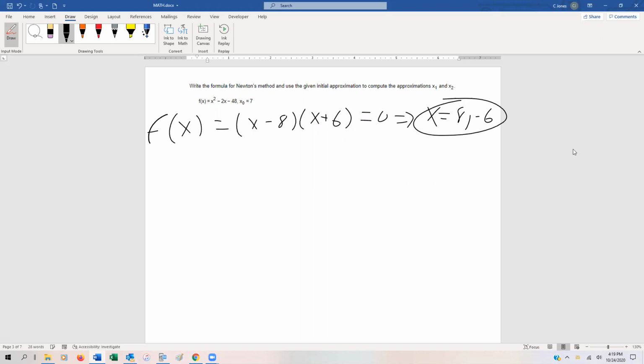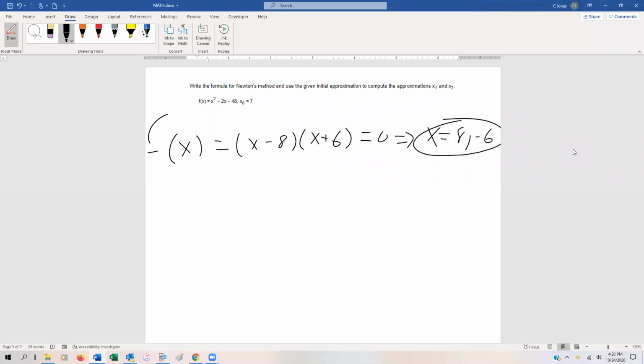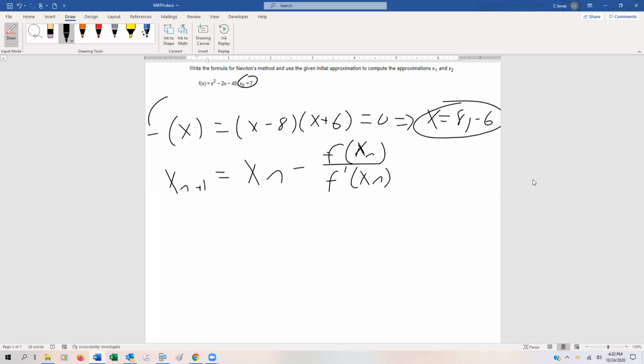All right, so now recall that Newton's method says that x sub n plus 1 is going to be equal to x sub n minus f at x sub n divided by f prime x sub n. And for us, we're given that x naught is equal to 7. All right, so let's just set up the first of these iterations. I'm going to set it up both generally as well as with 7.